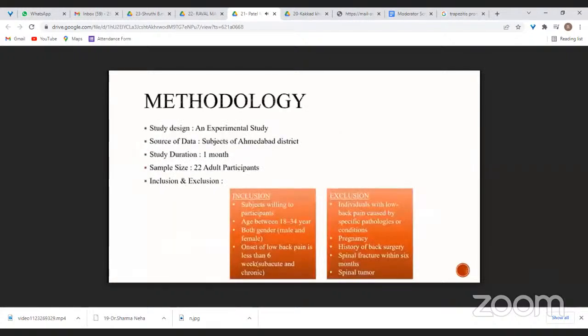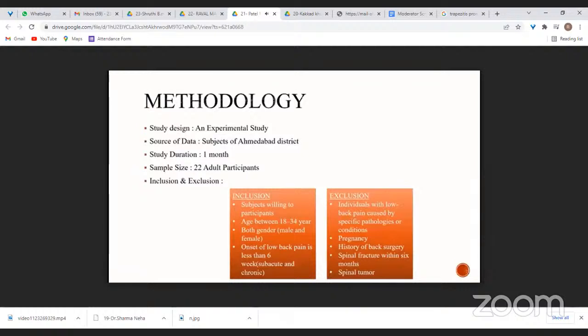Methodology. Study design: it is an experimental study. Source of data: the subjects were taken from the Ahmedabad district. Study duration is 1 month. Sample size is 22 adult participants. There are some inclusion and exclusion criteria.